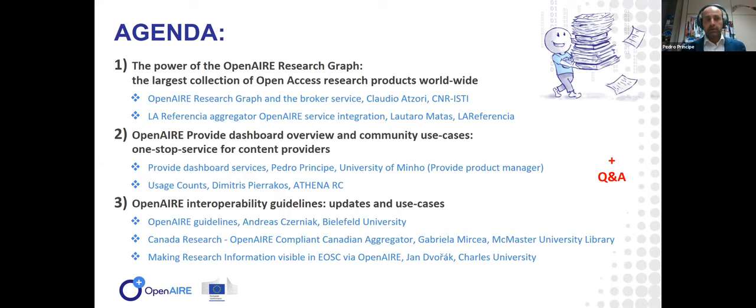The first block is related with our research graph and the way that content providers can use and consume the data from our graph, and the way that we are generating added value services from our research graph. Claudio Azzori from CNR, from the OpenAIRE technical team, will present the OpenAIRE Research Graph and the broker service, the power of the OpenAIRE Research Graph in practice. It's important to say that now we have in production a relevant resource, more than 100 million records available from our research graph. So Claudio will present the added value services that we can build relying on this graph.